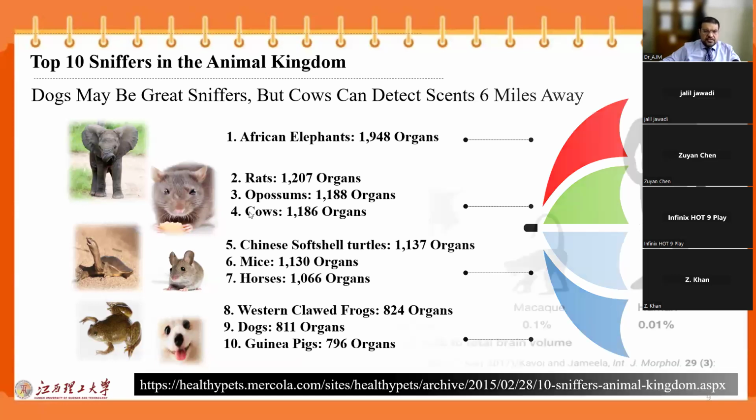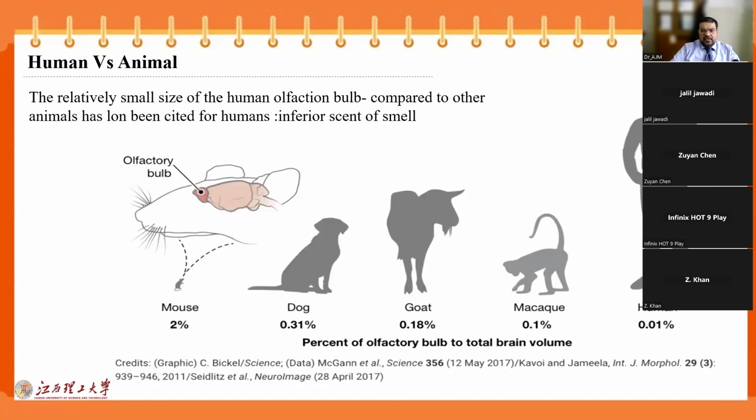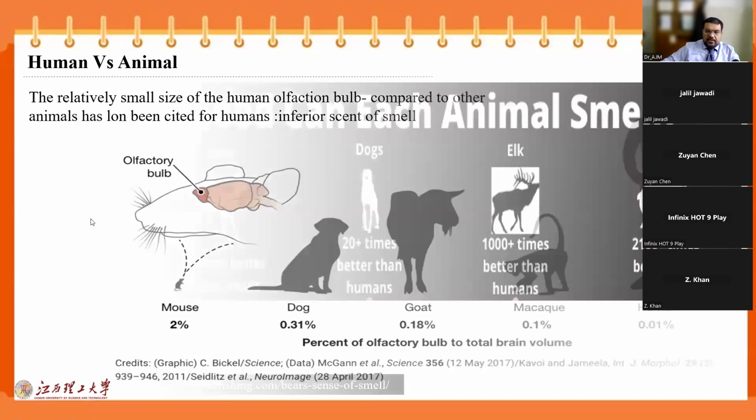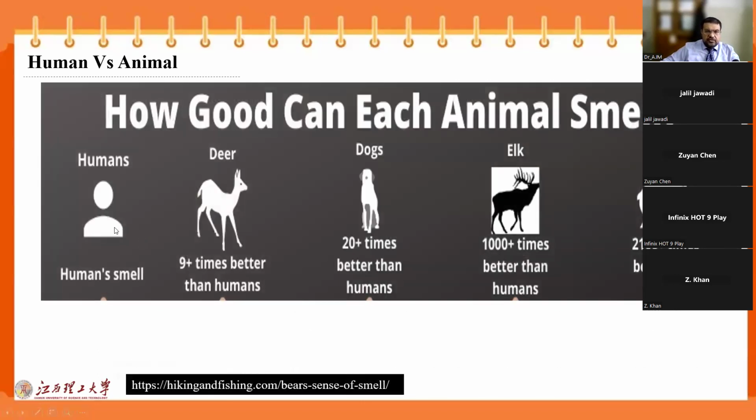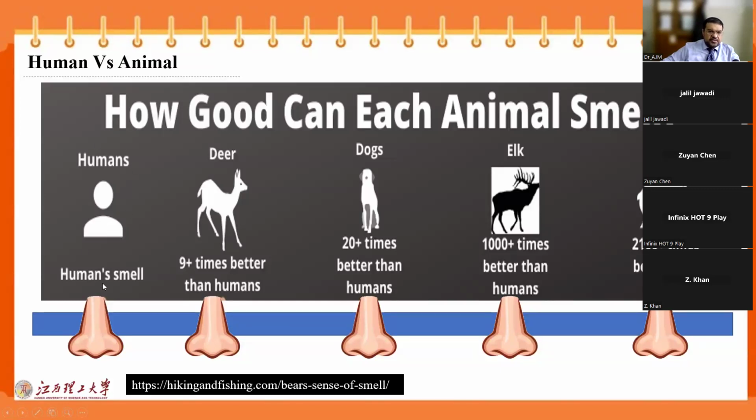Maybe it's interesting for you to know that smell has some percentage of the weight of the brain. For example, for the mouse, this is 2% of the weight of the brain. For the dog, this is 0.31%. For humans, it is 0.01. This is the olfactory bulb, the place where humans or other creatures sense smell. From this graph, we can understand that humans don't have a very good smell detection system, or we can even say that we are weak compared with other creatures. Even here you will see that deer have 9 times better smell than humans. Dogs are 20 times better. Elk are 1,000 times, and bears are 2,100 times better than humans.